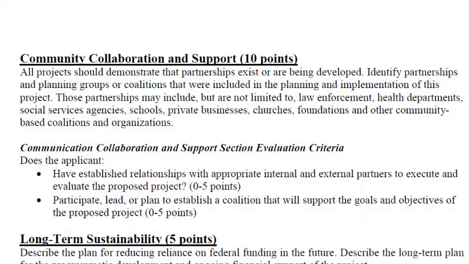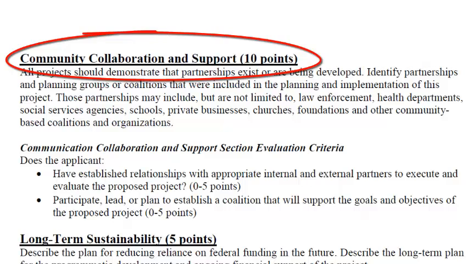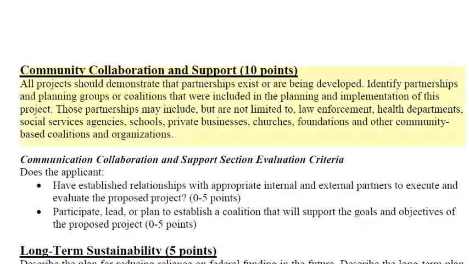In the Community Collaboration and Support section, there are a total of 10 points that can be earned. All projects should demonstrate that partnerships exist or are being developed. We need to identify partnerships and planning groups or coalitions that were included in the planning and implementation of this project. Those partnerships may include, but are not limited to, law enforcement, health departments, social service agencies, schools, private businesses, churches, foundations, and other community-based coalitions and organizations.